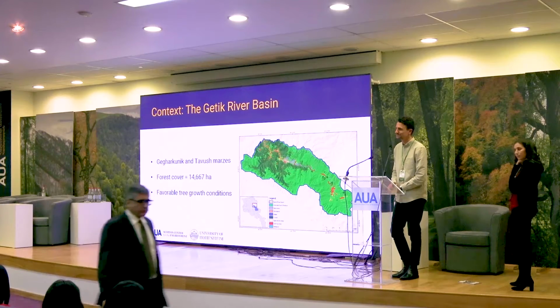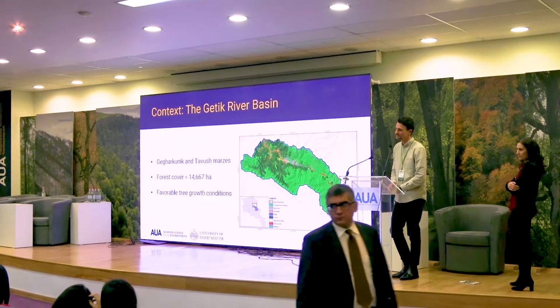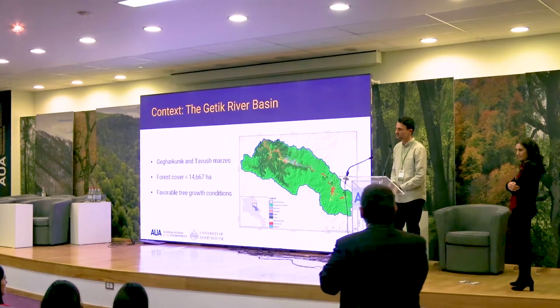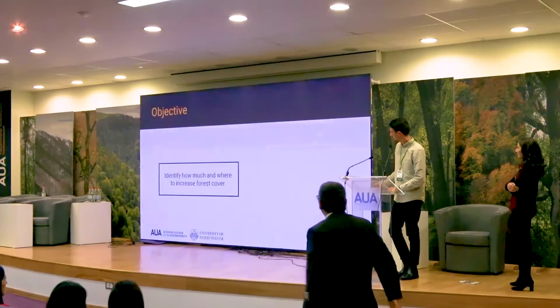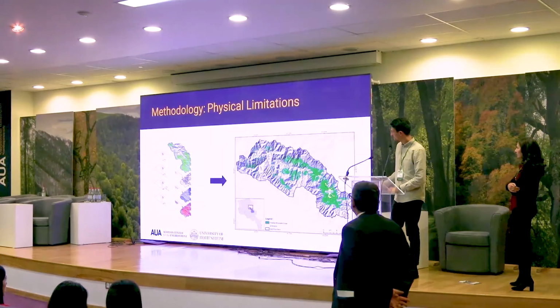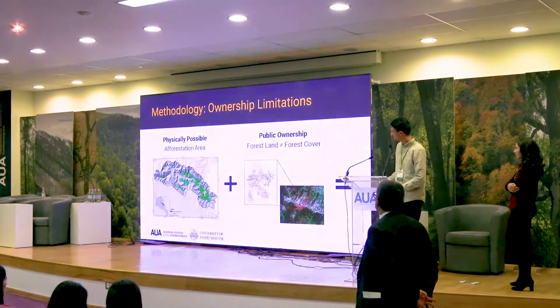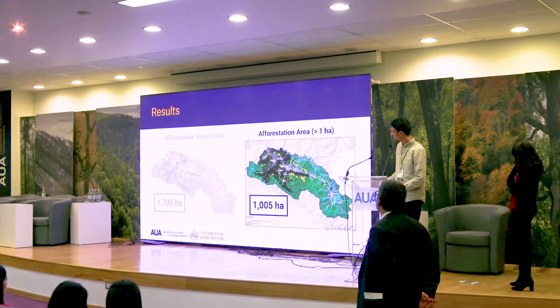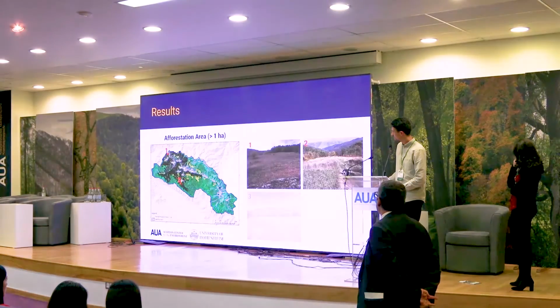Thank you for the presentation. So for the next steps, can you talk about what other criteria might be helpful to take down the scale? For example, some areas might need to be left as grassland or as prairies. What are some of the other physical constraints you might want to consider?